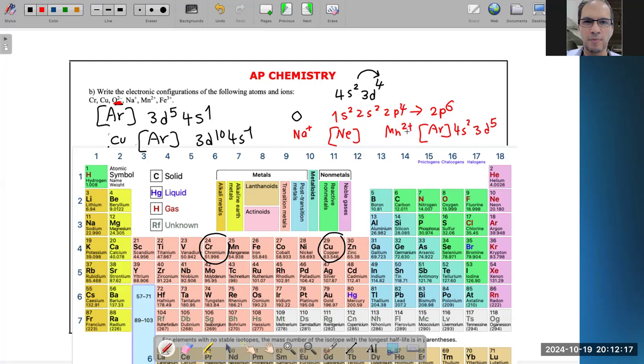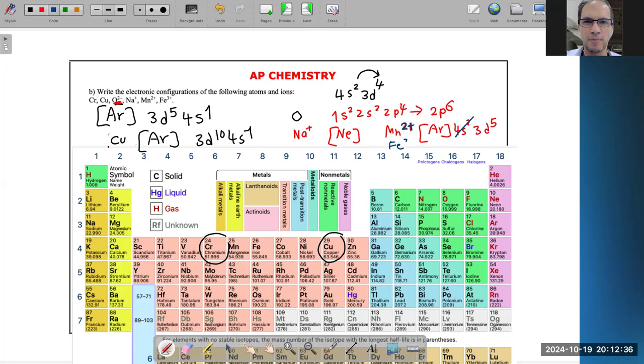I need to remove how many electrons there, Mariam? How many electrons I need to remove? 2 electrons. Right? 2 electrons. So I will remove them from the D or from the S? From the S. So I'll just cancel this out. It will be 3d5. كويس جدا.